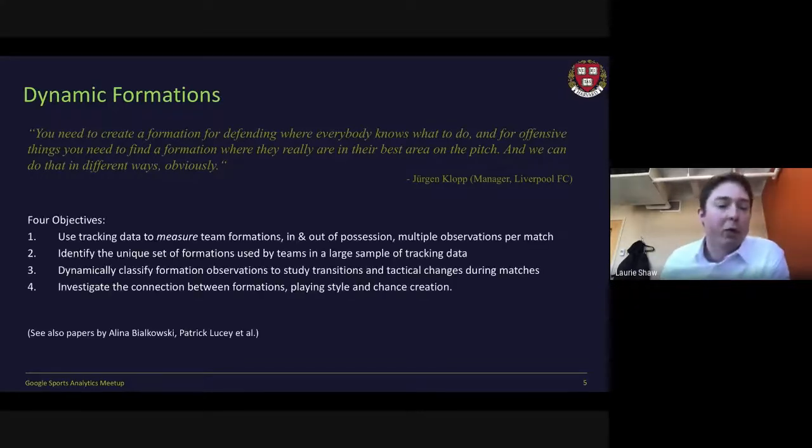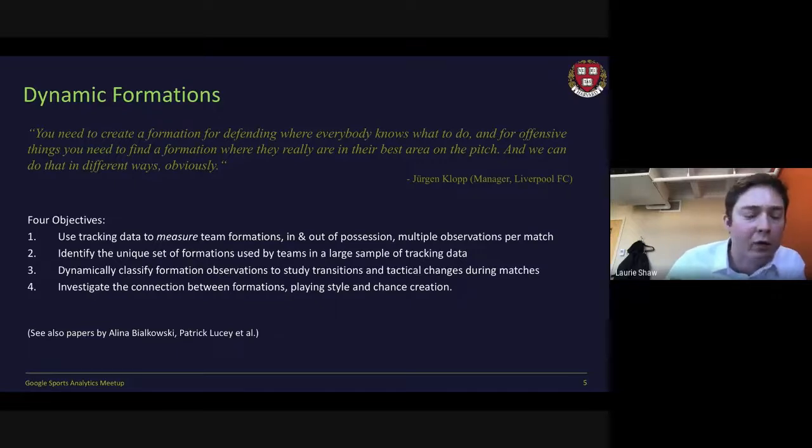So there were kind of four objectives to this project. The first is simply to use tracking data to measure team formations in and out of possession, so defending and attacking separately, making multiple observations per match. We then went on to identify the unique set of formations used by teams in a large sample of tracking data, and use this unique set of formations to dynamically classify observations in a much larger sample, such that we could study transitions between defense and attack, and tactical changes during matches.